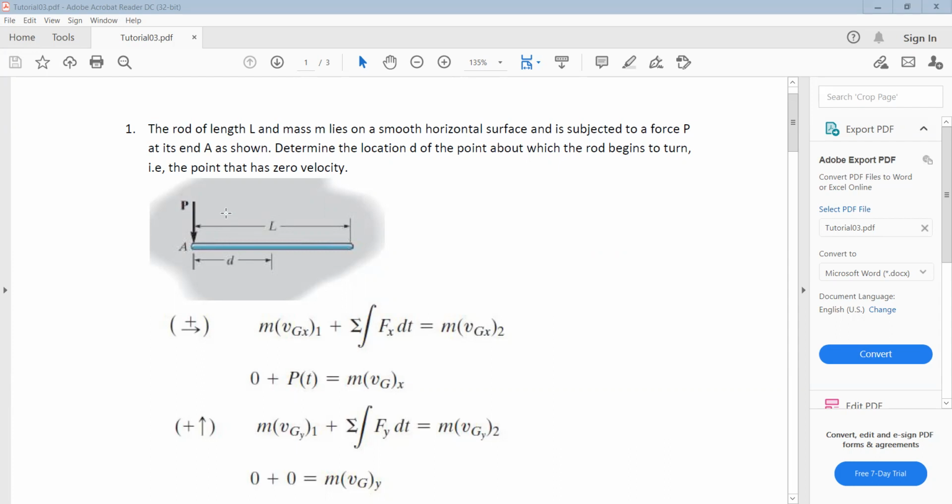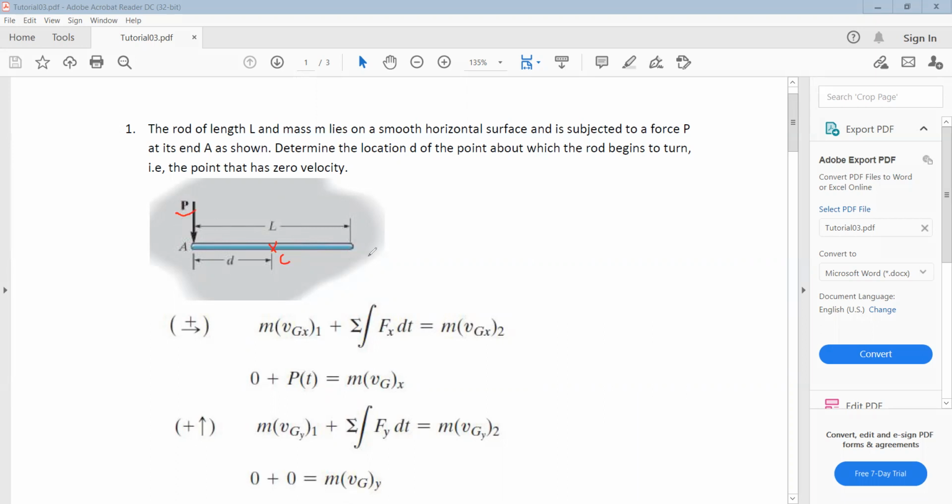It means that if we assume this is the point which the rod starts to rotate about, it is a fixed point. The velocity of this point is 0. We can assume that at this point there is a pin about which the rod is rotating. If we call it C, we can assume that point C is a pin connection between the surface and the rod. So this rod will have a pure rotational motion due to this force P.